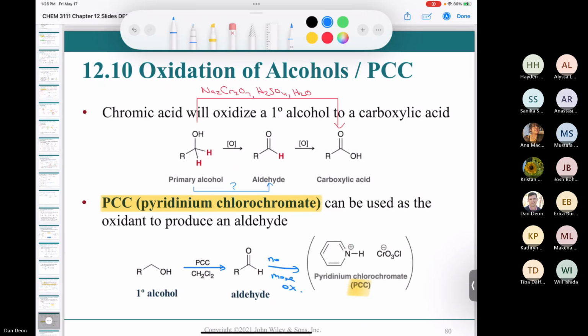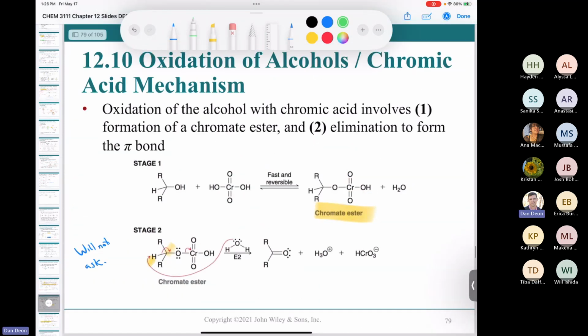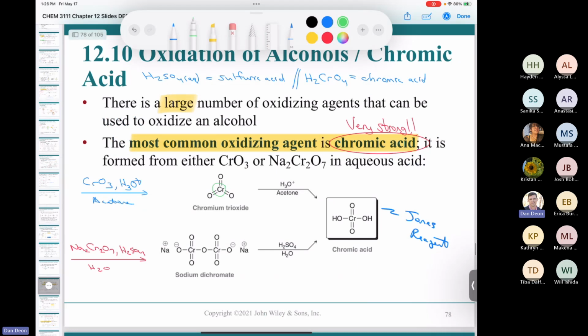There's just one problem with both of these, okay? I'm not going to ask you what it is because you'd probably never guess unless I told you. And the problem with both of these reagents is this little element here. It's chromium, okay? So there's chromium in pyridinium chlorochromate, PCC. There's chromium in chromium trioxide. There's chromium in sodium dichromate, okay? There's chromium in all these.